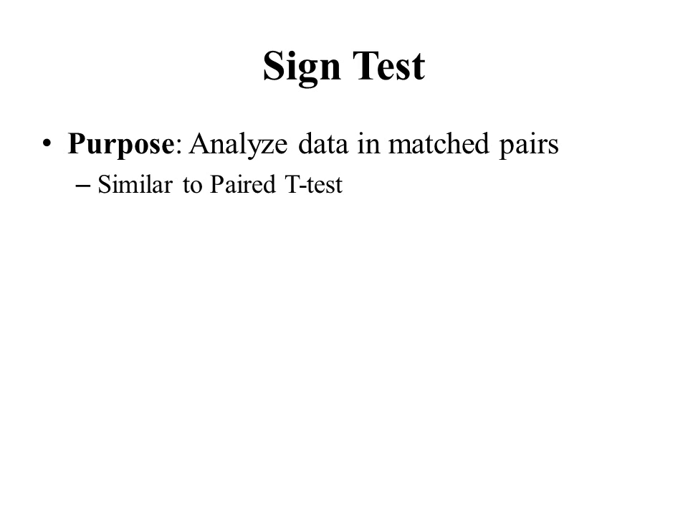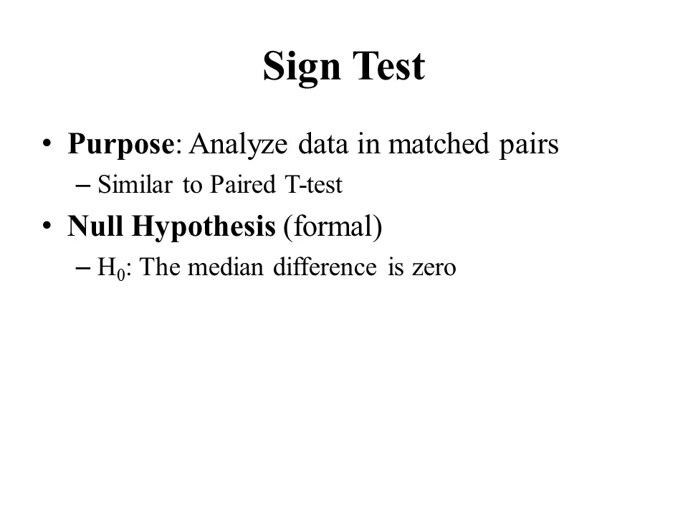Our next hypothesis test is called the sign test. The purpose of the sign test is to analyze data that come in matched pairs. This test is similar to the paired t-test that we talked about in Chapter 7. The paired t-test was also used to analyze data that come in matched pairs. In the paired t-test, we made a claim about the mean of the population of differences. In the sign test, we're going to make a claim about the median of the population of differences.